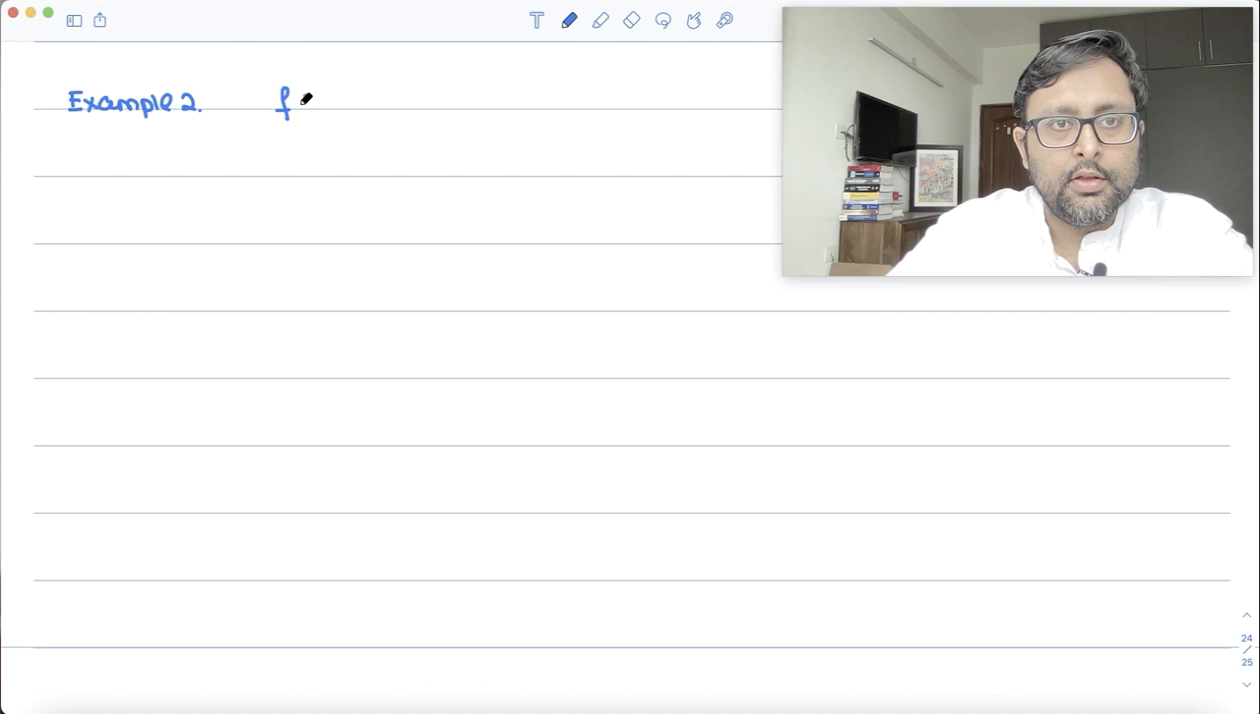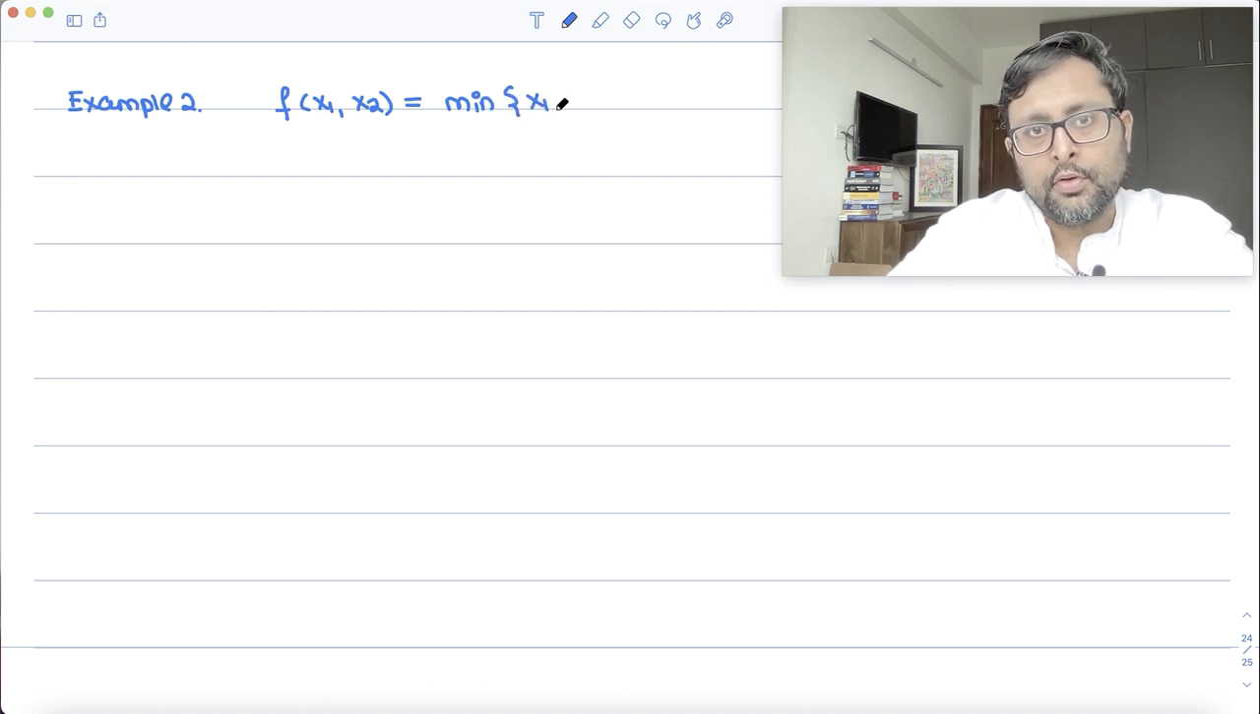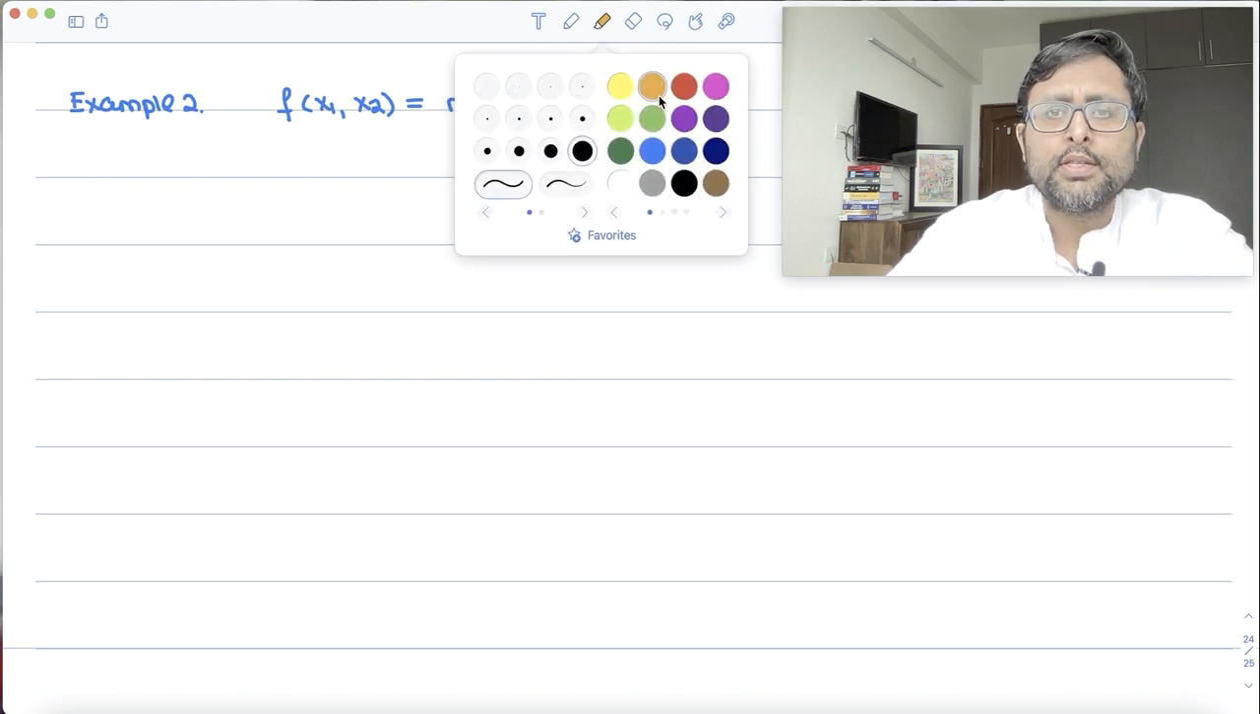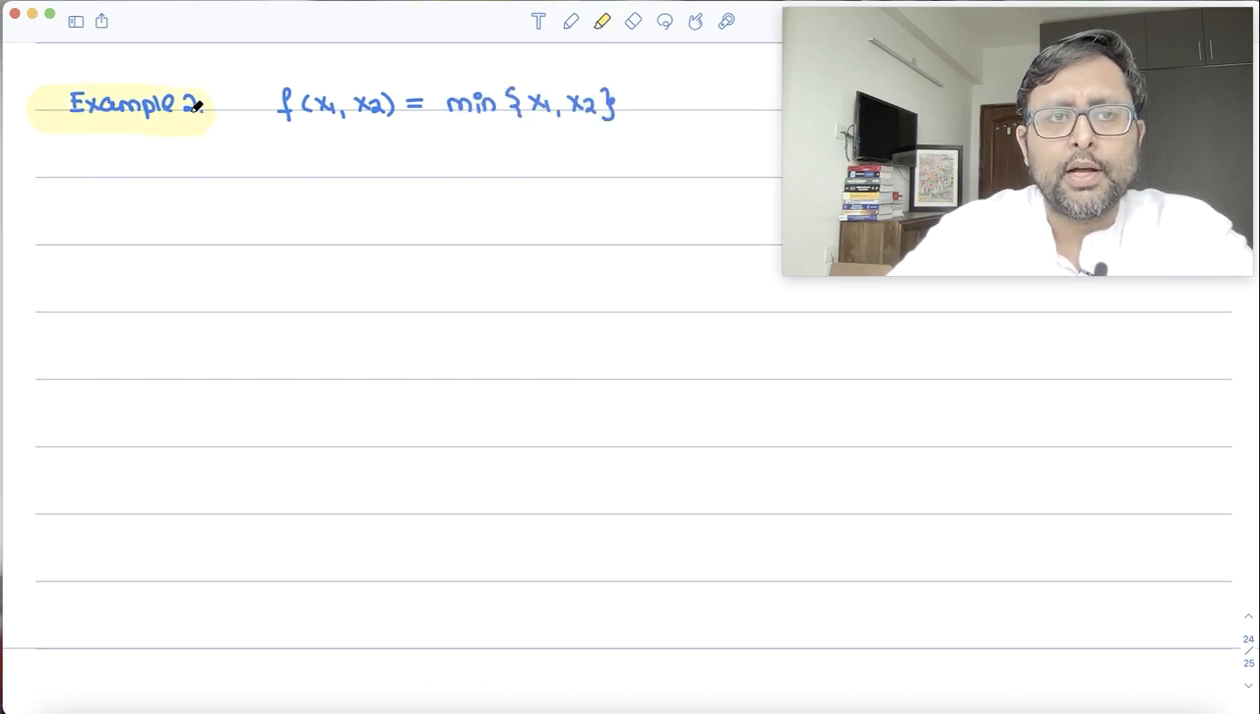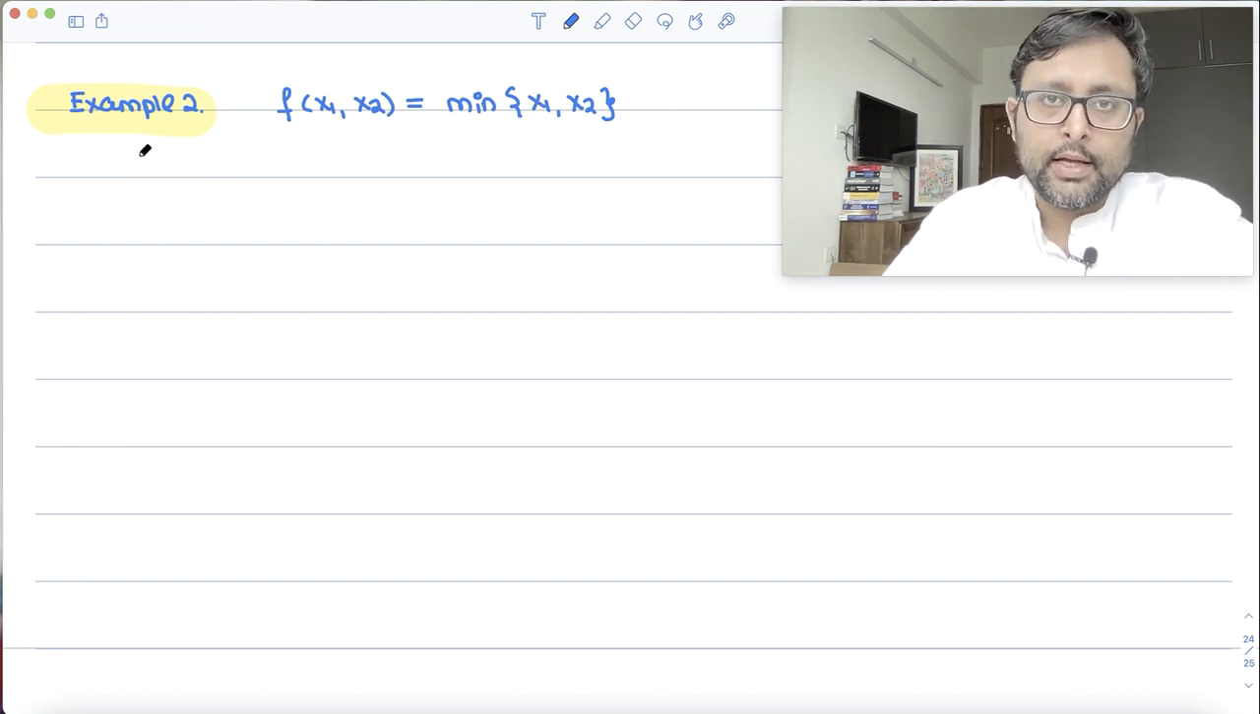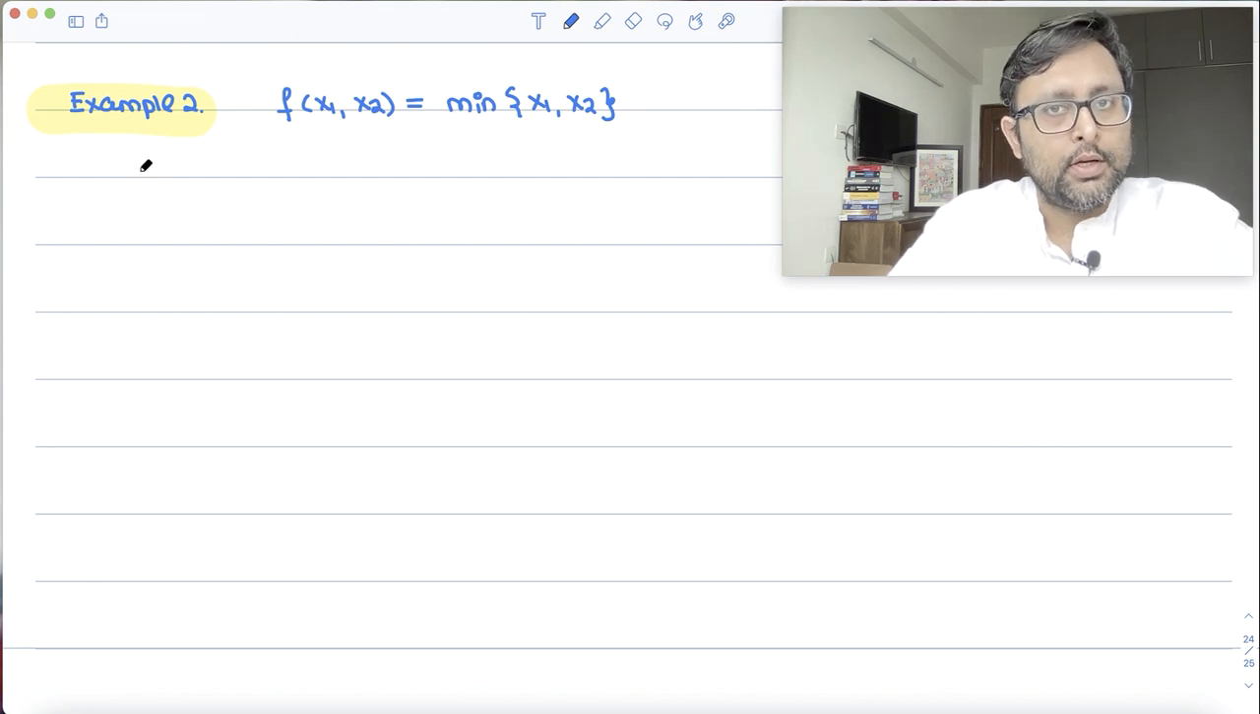So you are given f of x1, x2 is equal to min of x1, x2. So what is this? This is your perfect complement kind of technology, right? Perfect complement kind of technology. So you will be producing at the kink. Where is the kink? The kink is at x1 equals x2.